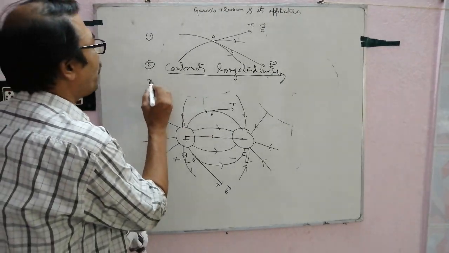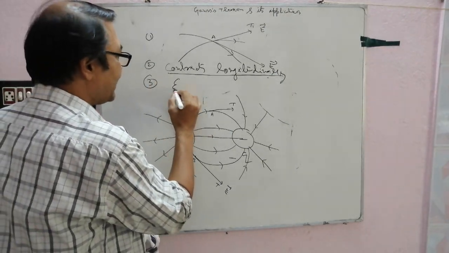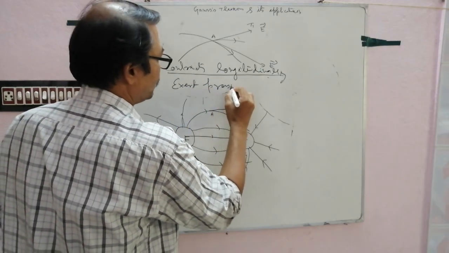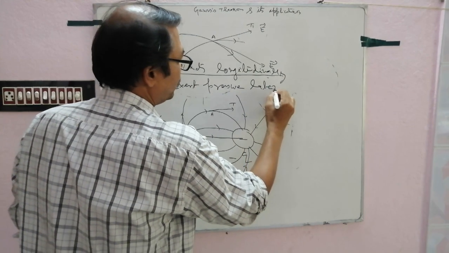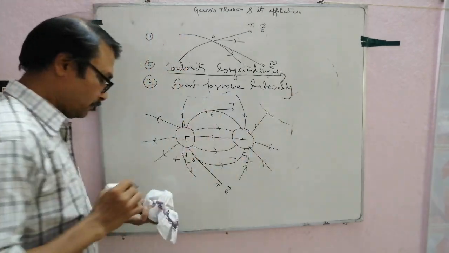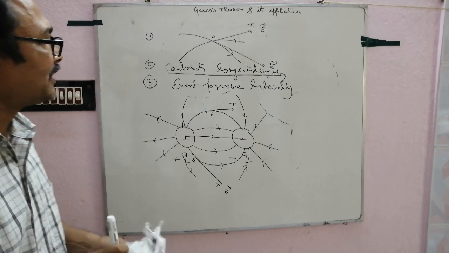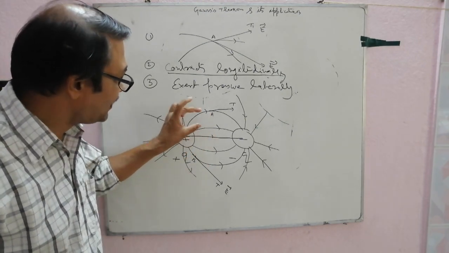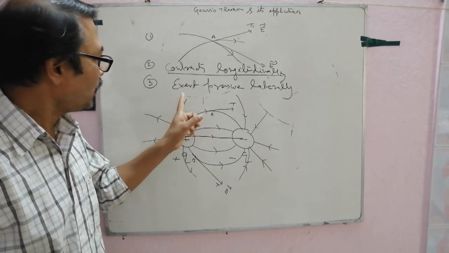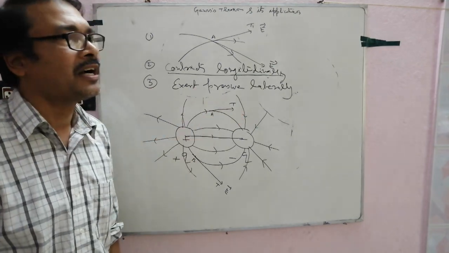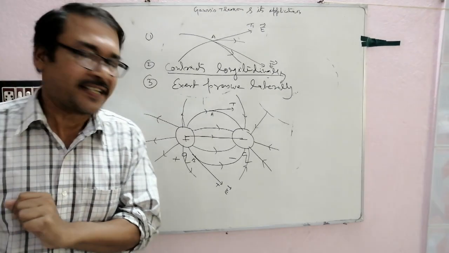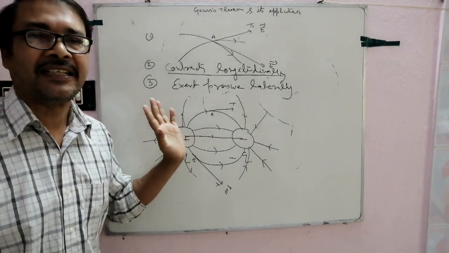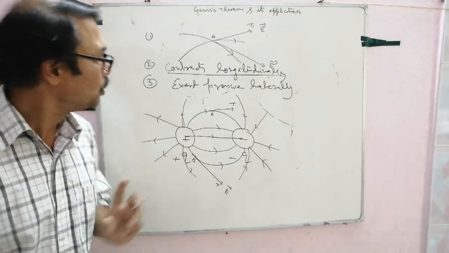Again, another point: electric field lines exert pressure laterally. Okay, electric field lines exert pressure laterally. Follow, this line and this line exert pressure, that is, the pressure increases. From this point we come to the conclusion that two like charges repel each other. This is another question. Clear? Note it.